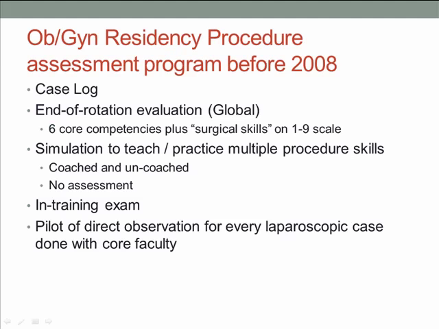So I want to walk you through transitions that we made in our procedure assessment program. Before 2008, we had case logging through the ACGME. Residents enter their volume in particular categories. We used end of rotation evaluations that were global with the 6 core competencies. We added surgical skills as a 7th, on the typical 1 to 9 scale. So, the average resident got a 7, as per everyone. We used simulation a lot to teach and practice, but we didn't tap into assessment at all in training.